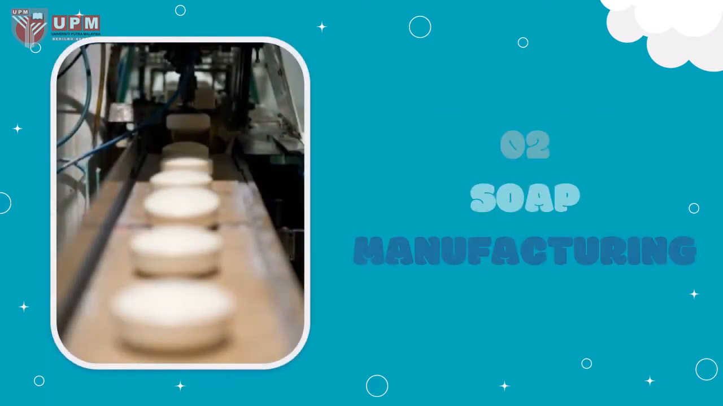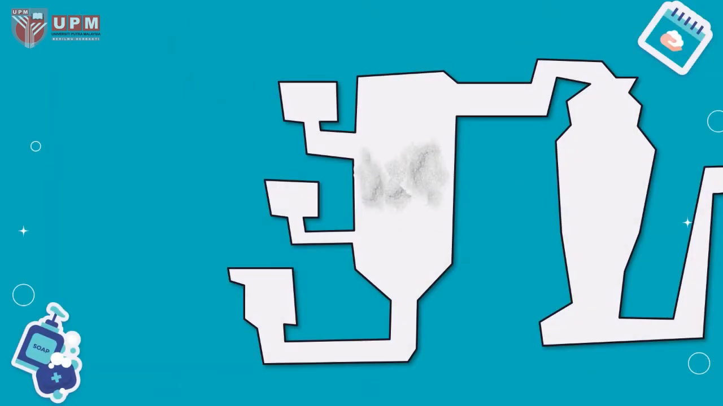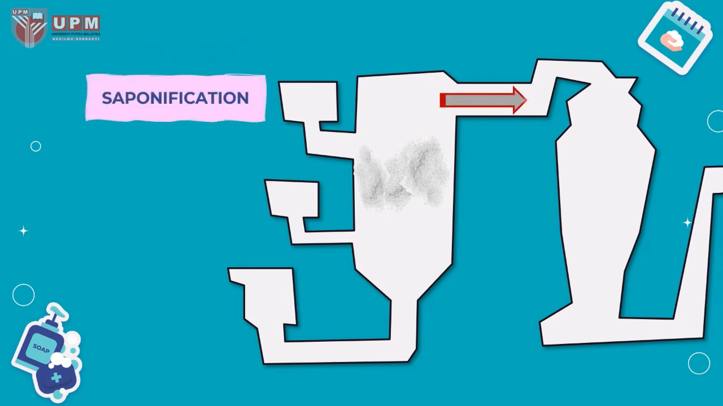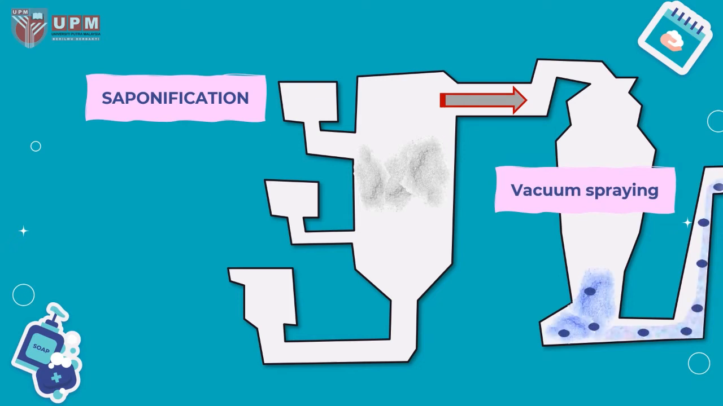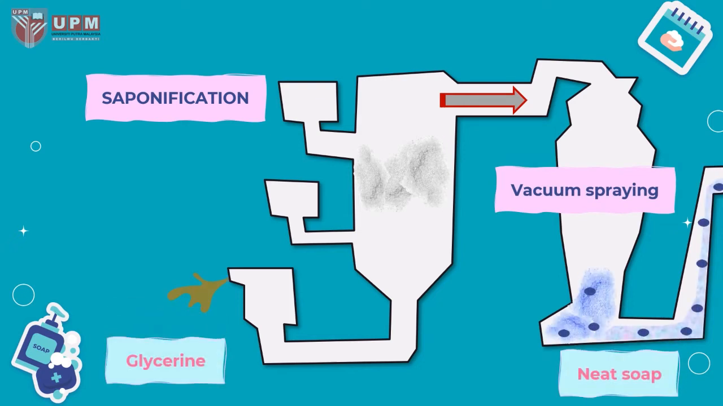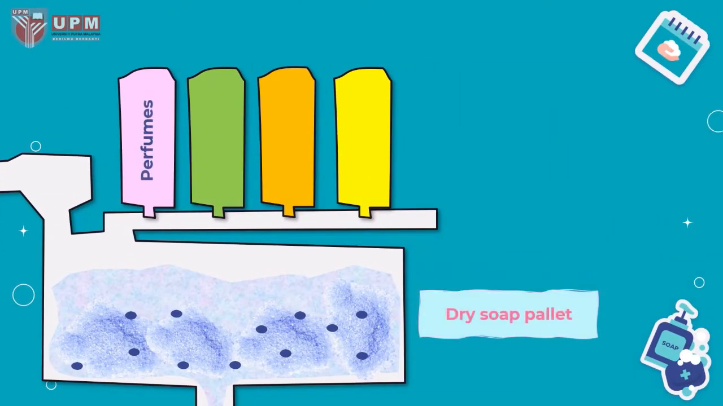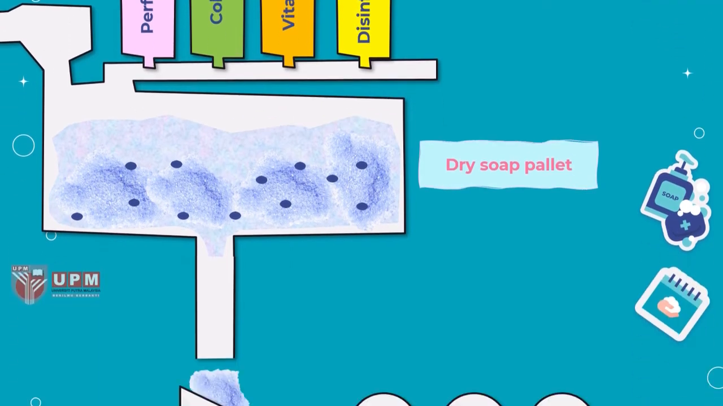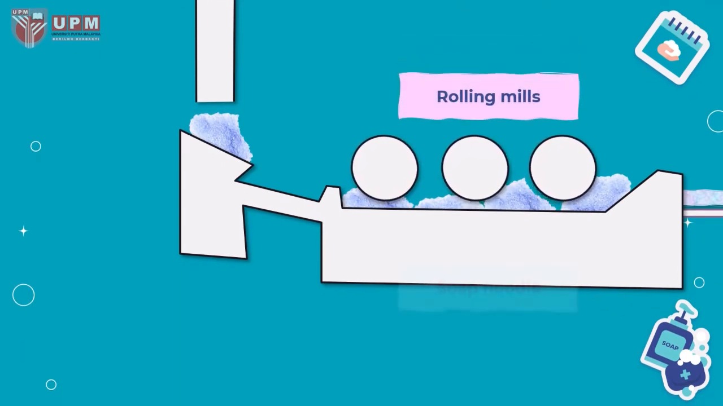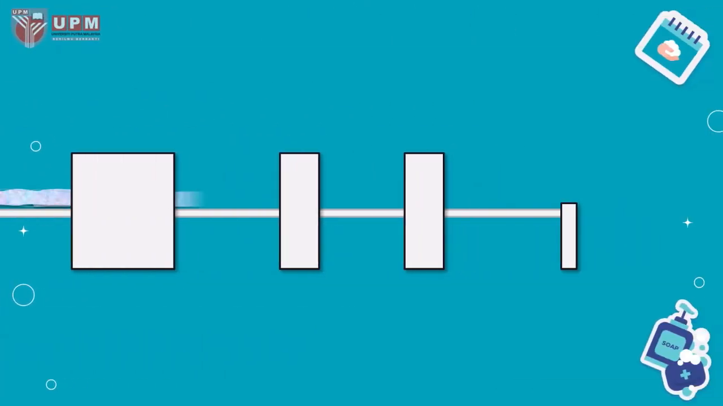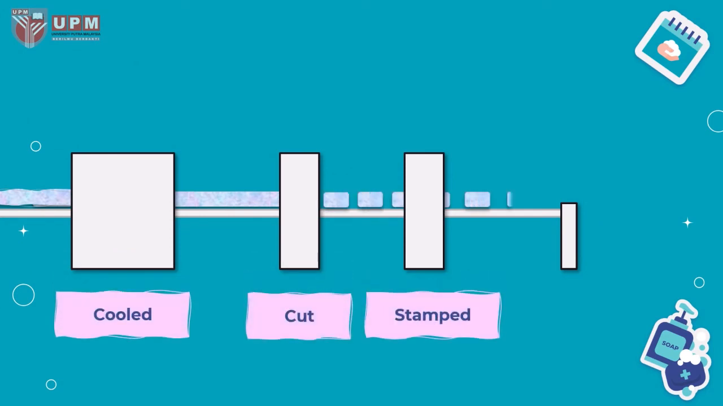Soap manufacturing. First, fats and alkali will be mixed together, then heated or boiled, and undergo the saponification process. There are several processes to produce neat soap and separate glycerin, such as the classical boiling process, continuous process, hydrolyzer process, cold process, and semiboiled process. Next, it will be treated with perfumes, colors, and special additives such as vitamins and disinfectant effect. Lastly, it will be cooled in frames, cut into size, and stamped.